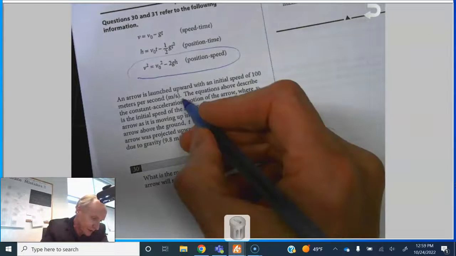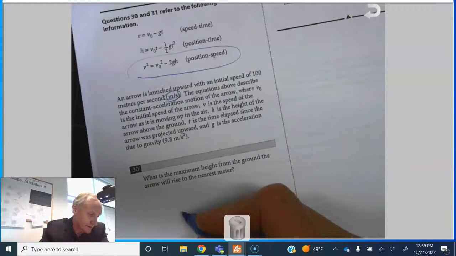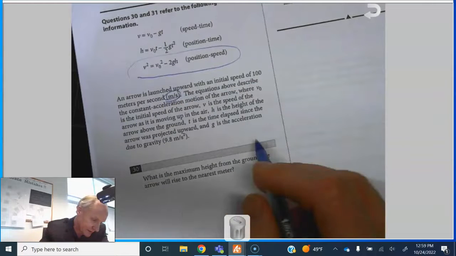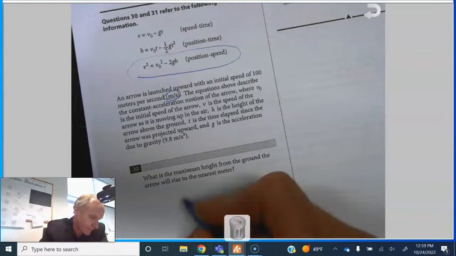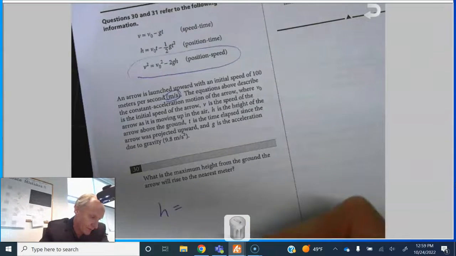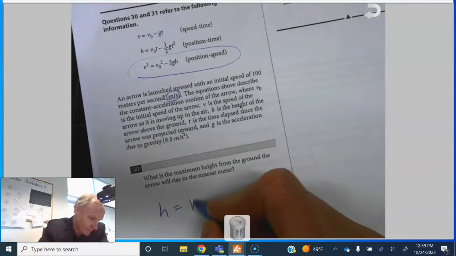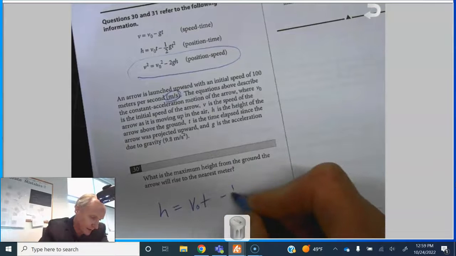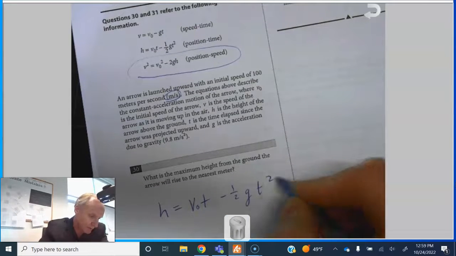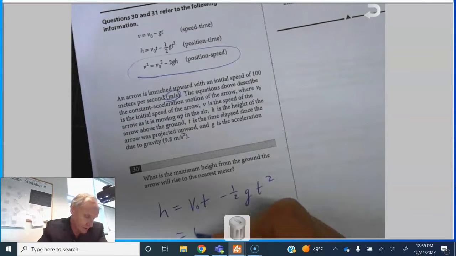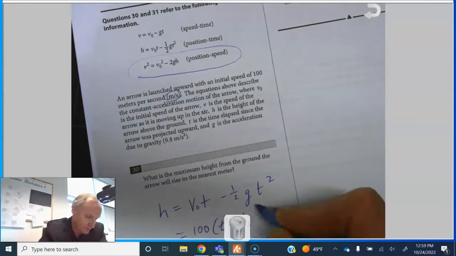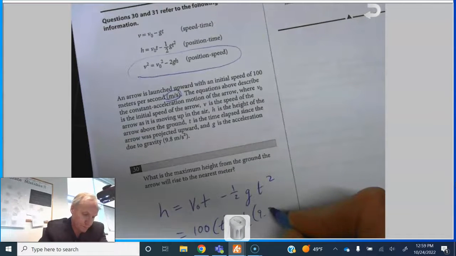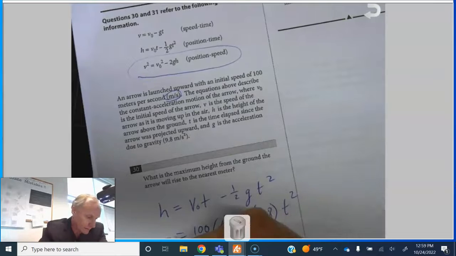Initial speed of 100 meters per second. So the initial speed is 100 meters per second, and we want to know what is the maximum height above the ground. That is h equals v0t minus 1/2 gt squared. So v0 is 100 meters per second times t minus 1/2 times g, which is 9.8, times t squared. And we want the height to be maximized.